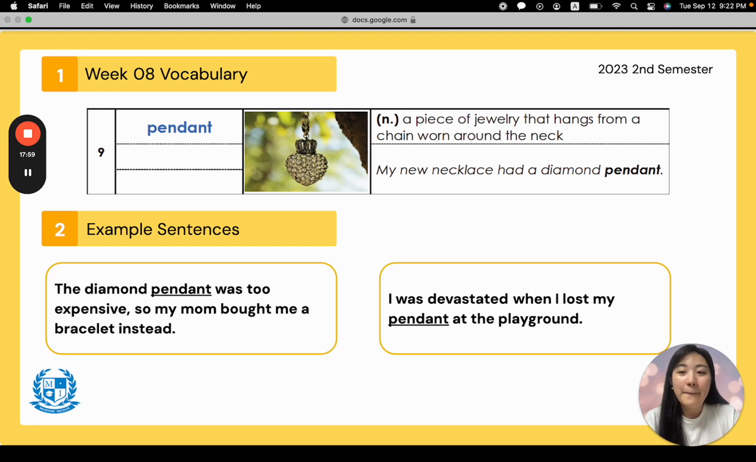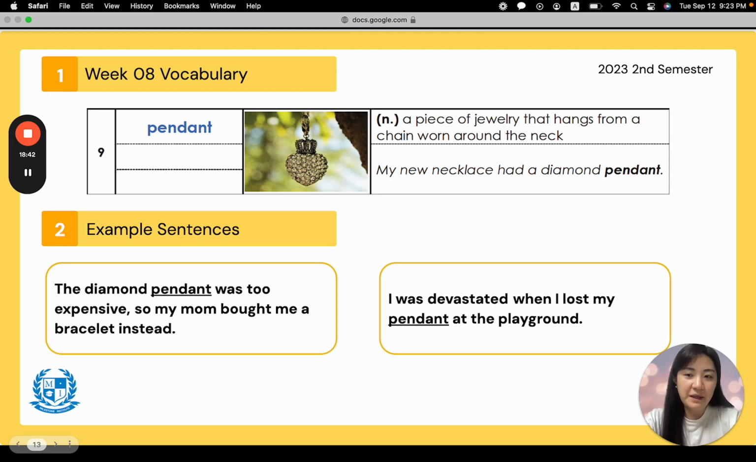The word is pendant. Pendant. And it is a noun, a piece of jewelry that hangs from a chain worn around your neck. So if you have a necklace and there's something there, a diamond, a pearl, maybe a heart, that would be the pendant. So this here is a little close-up of the pendant of the necklace. My new necklace had a diamond pendant. Repeat after me. My new necklace had a diamond pendant.